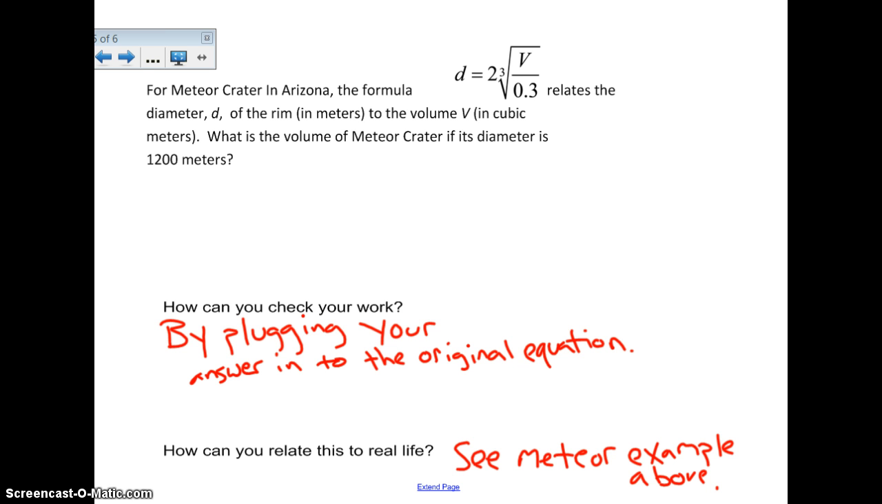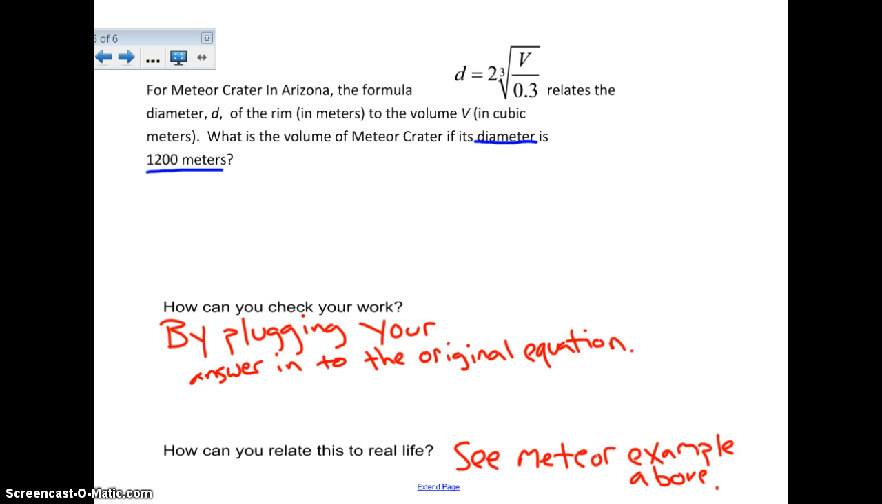All right, so let's do this real world problem, and that should be it for our notes today. So we have, for meteor crater in Arizona, the formula d equals 2 times the cube root of v over 0.3 relates the diameter d of the rim in meters to the volume v in cubic meters. What is the volume of meteor crater if its diameter is 1,200 meters?